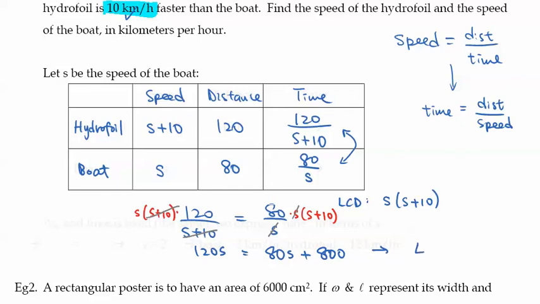So as you can see, we will now end up with 20 kilometers per hour, and this will be the speed of the boat, and that means the speed of the hydrofoil would then be 30 kilometers per hour.